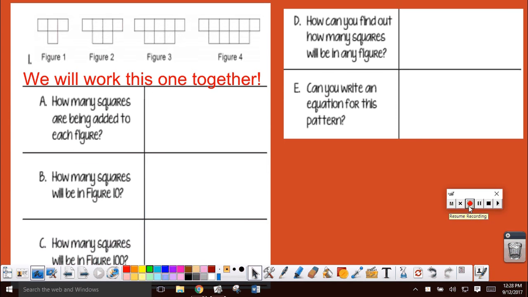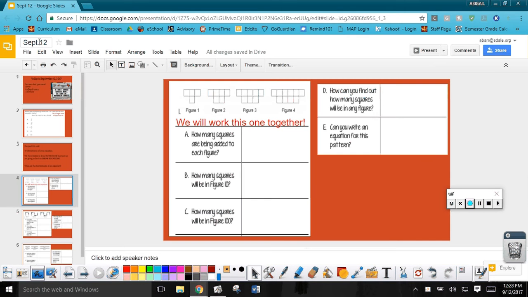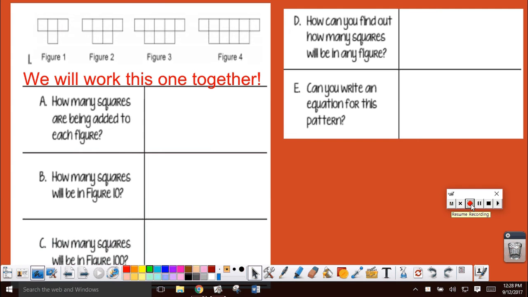All right, so I look at this pattern, and I look at this question. How many squares are being added to each figure? So I look at figure 1, and I see that there are 4 squares, okay? I look at figure 2, I see that there are 6 squares. I look at figure 3, there are 8 squares and 10 squares in figure 10. So how much is it growing by? It's adding plus 2 every time. So I want you to write plus 2 in that first box.